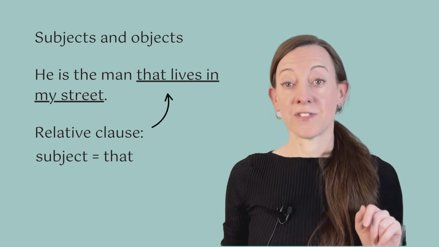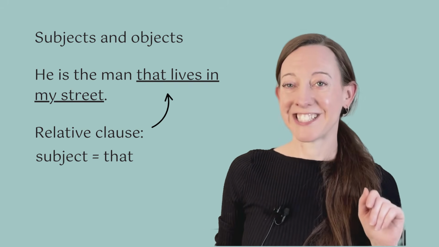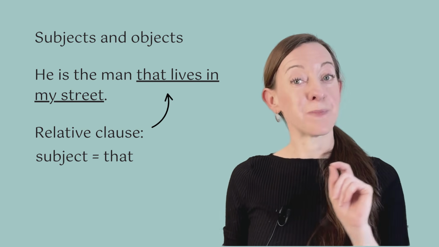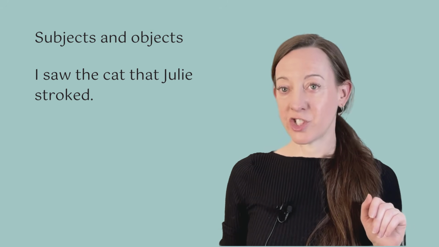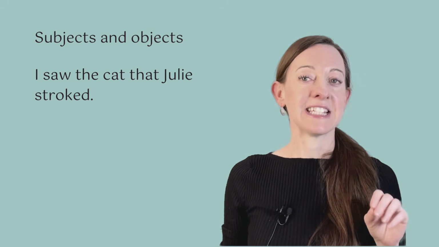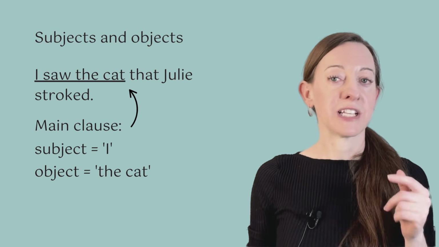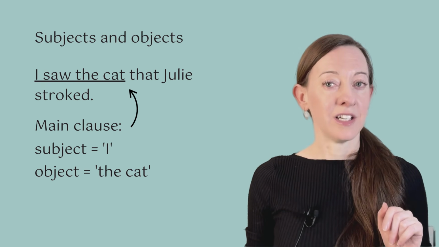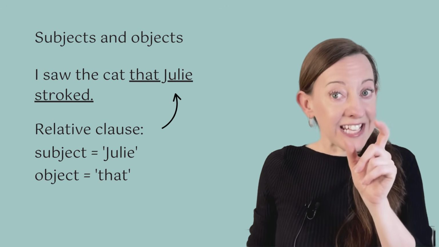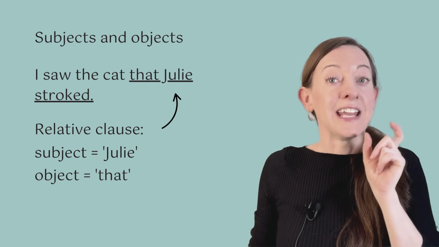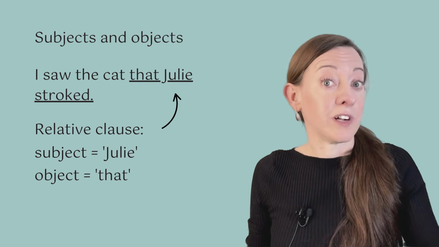And this one is a defining relative clause because we need the extra information in the relative clause to understand which man we are talking about. I saw the cat that Julie stroked. In this case, again, the subject of the main clause is I, and the object of the main clause is the cat. But the subject of the relative clause is Julie, and that, which means the cat, is the object. Because Julie stroked the cat, Julie did the verb.